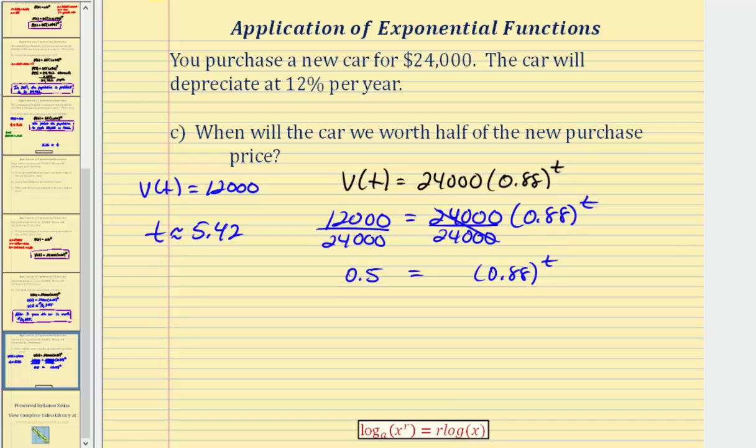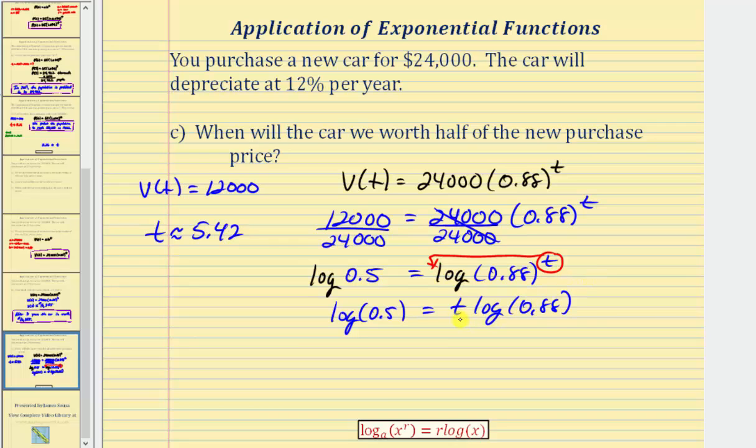Again, we'll take the common log of both sides of the equation. And now on the right side we apply the power property of logarithms, so we take the exponent of t and write this as a product. So now we have the common log of 0.5 equals t times the common log of 0.88. And we'll isolate t by dividing both sides by common log 0.88.